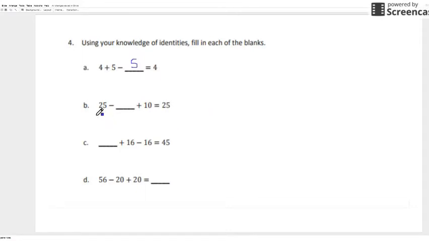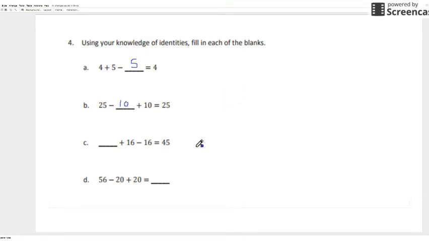Look at the next one. It says 25 minus something plus 10 has to equal 25 again. Well, what would we subtract if we're adding 10? We would subtract that 10 to come back to the original. All right, so I want you to pause the video. I want you to try C and D on your own. Come back, and I'll give you what the answers should be.